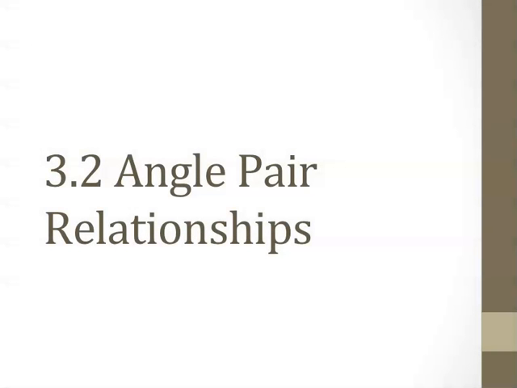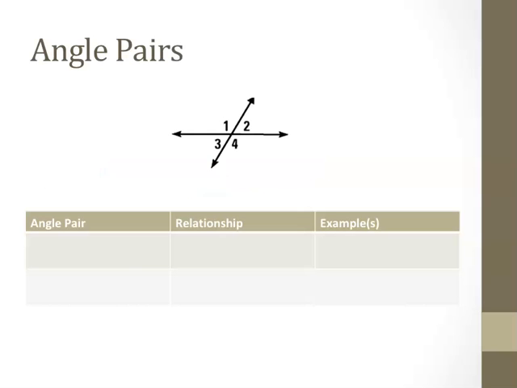Today we're going to continue talking about angle pairs and their relationships. So we're going to first start by taking a look at linear pairs. A linear pair, you'll remember, is two adjacent angles whose sides that they do not share form a line. Now the relationship between these, because they form a line, is that they are supplementary.